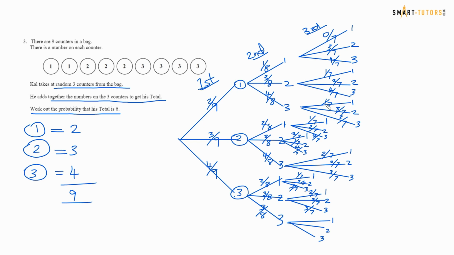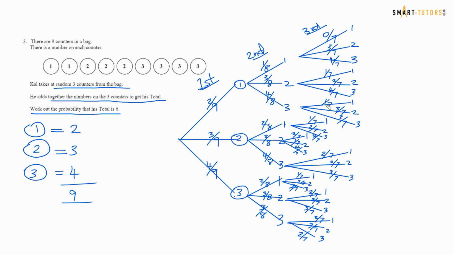Here 1, before 1 is 2 and 3 taken, so 1 is going to stay as it is, 2 upon 7. Before 2, 3s are taken, so 2 is not going to change, so 3 upon 7. Then before 3, 2 2s are taken, so 4 take away 2 is 2 upon 7. So that is the number system we have done now.